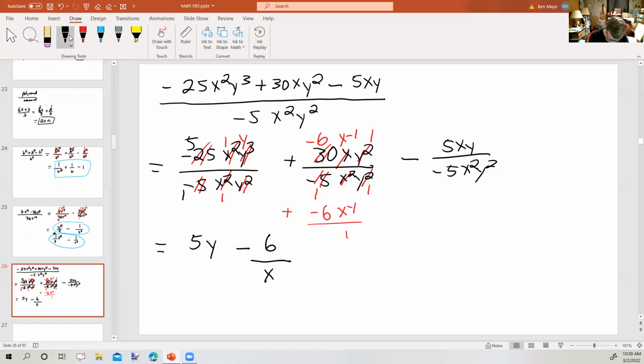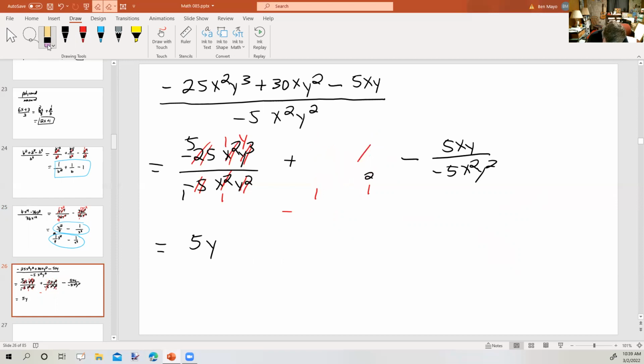All right. No, I'm a little confused on that one. Oh, okay, okay. My mic was off. All righty. So let's go back here. Okay, so we've got 30xy squared over negative 5x squared y squared. Let's take it a piece at a time. This piece, 30 over negative 5 would reduce to negative 6 over 1. Are you okay with that? Yes. Okay.